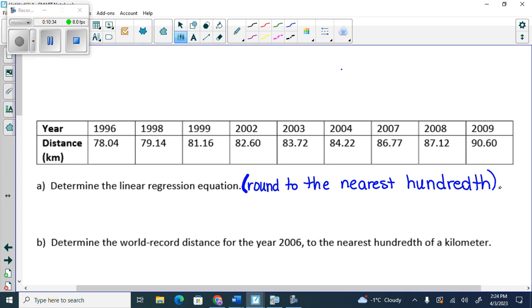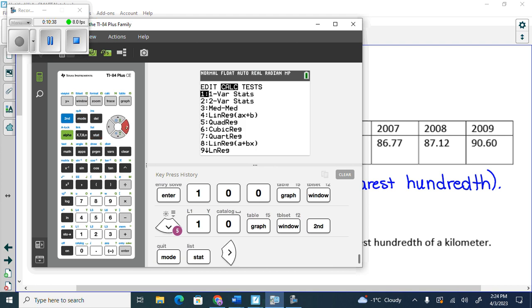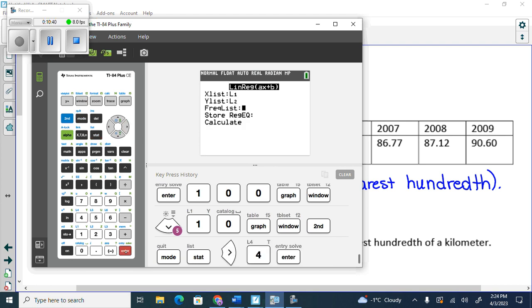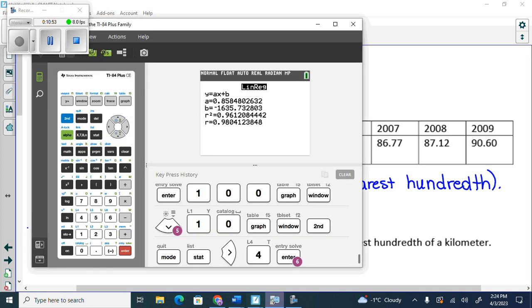Let's write it down. So we have stat, calc, linear, just so it shows back up again. So I have y equals 0.86x plus b. B is negative 1,635.73.